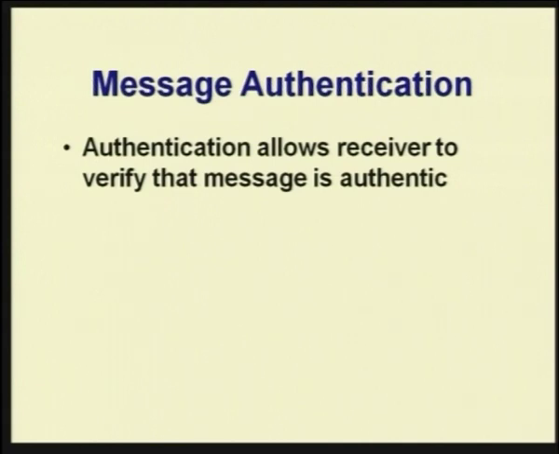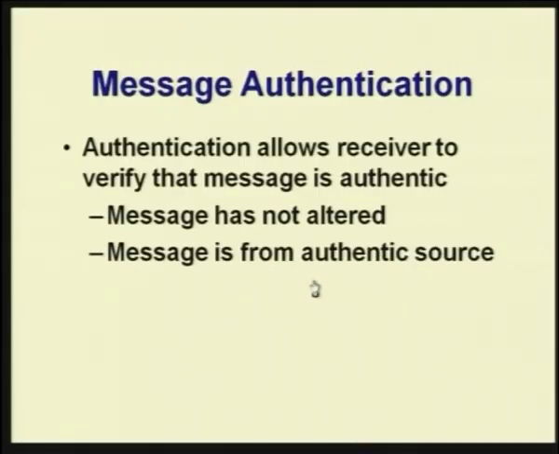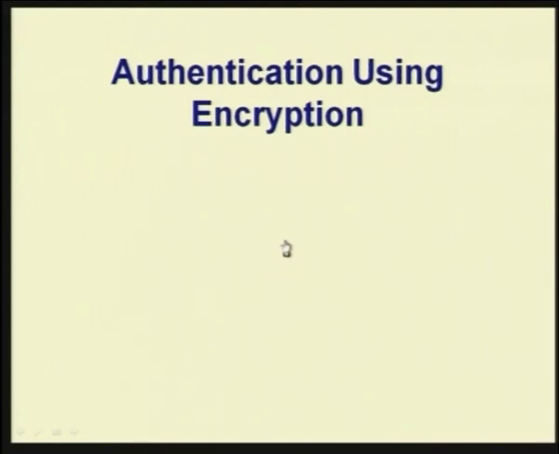Authentication is to allow the receiver to verify that the message is authentic. Again, what do we mean by authentic? It means that the message has not been altered. Second, that the message is from the authentic source, and third, you are able to maintain a message timeline, that is, the message does not come too late. So, those kinds of things have to be ensured. This is what we mean by saying that authentication has to be ensured: you make sure that the message is not altered, that the message is from the authentic source, and that the message timelines are met. So, how do we do this authentication?